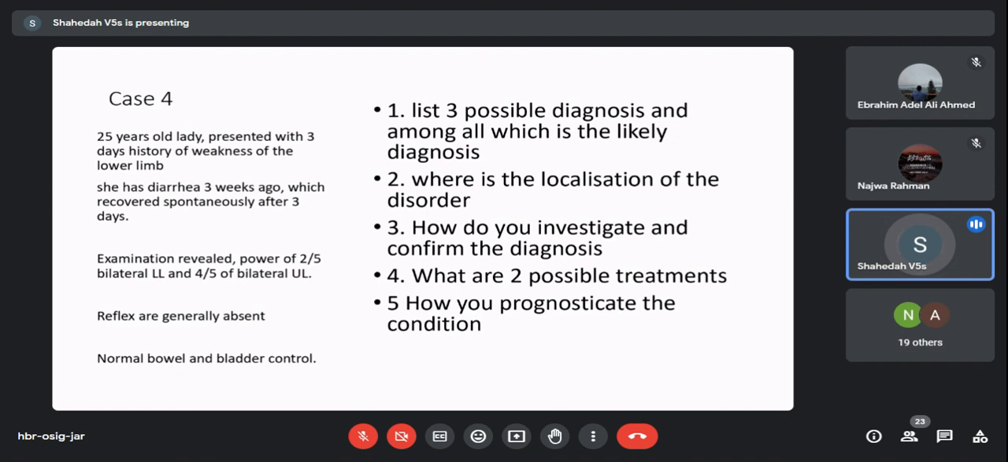Who wants to volunteer? I would like to try that. Okay, can you read it?